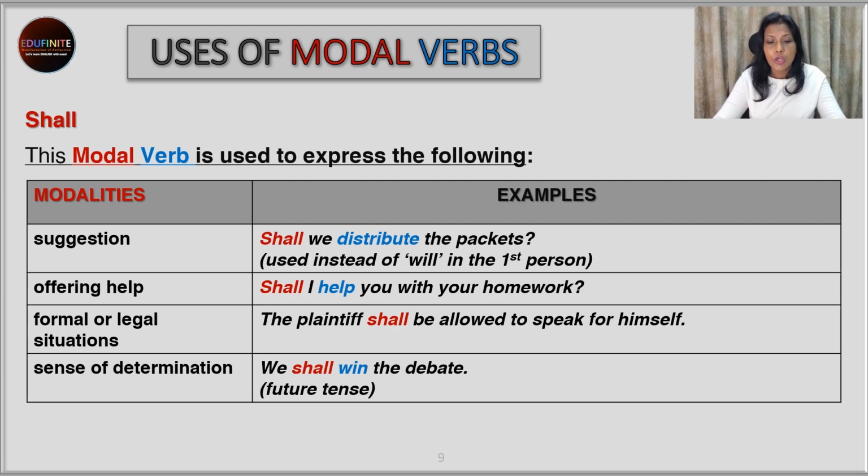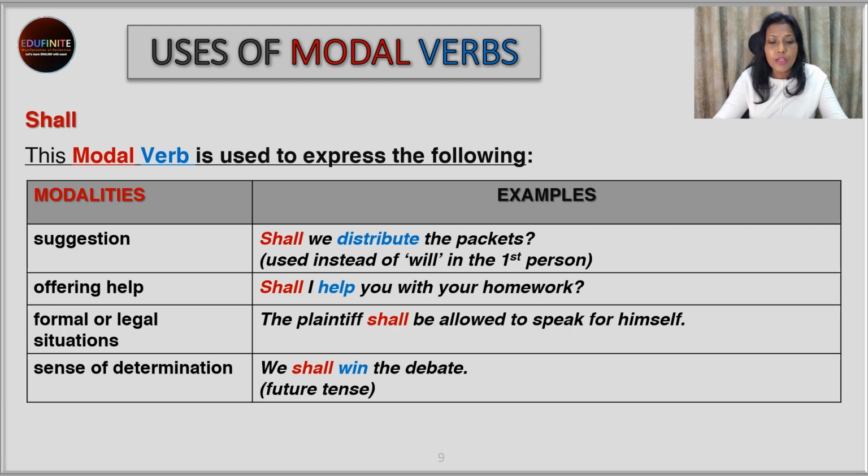Again, it's shall I. So when we are offering help, like someone is doing, maybe my small brother or my younger sister, she's doing some homework and she's having some trouble. She's not being able to understand. So then I offer her or him the help. Like, shall I help you with your homework?